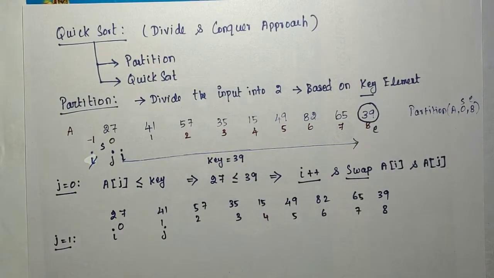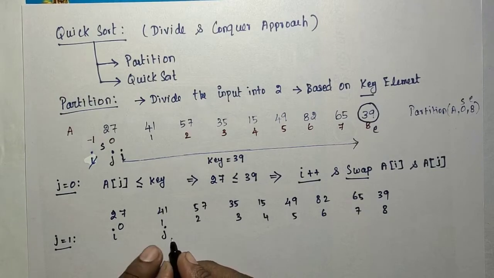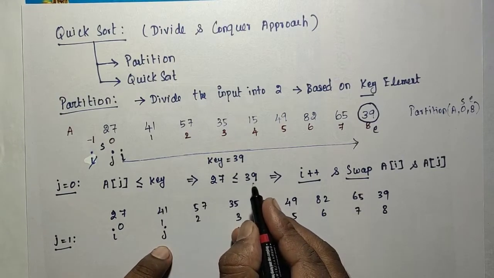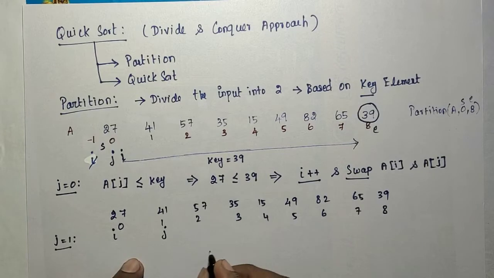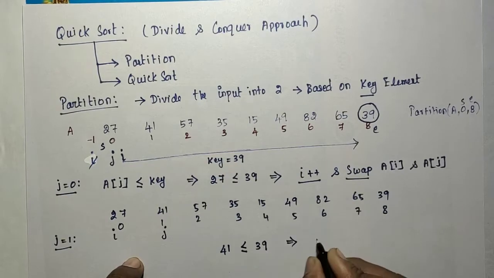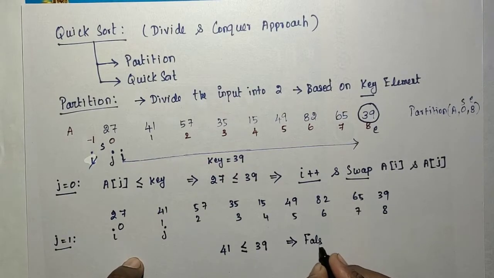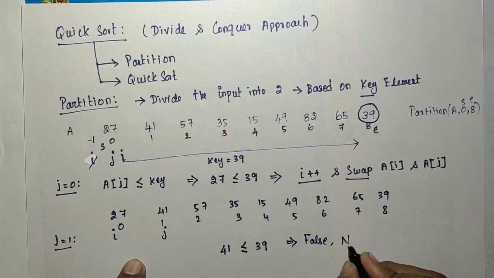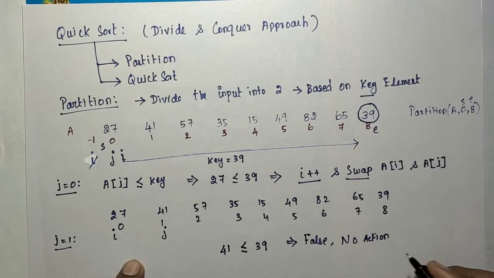When J equals 1, the jth element and the key element will be compared. So is 41 less than or equal to 39? False. So no action. Go to the next iteration.